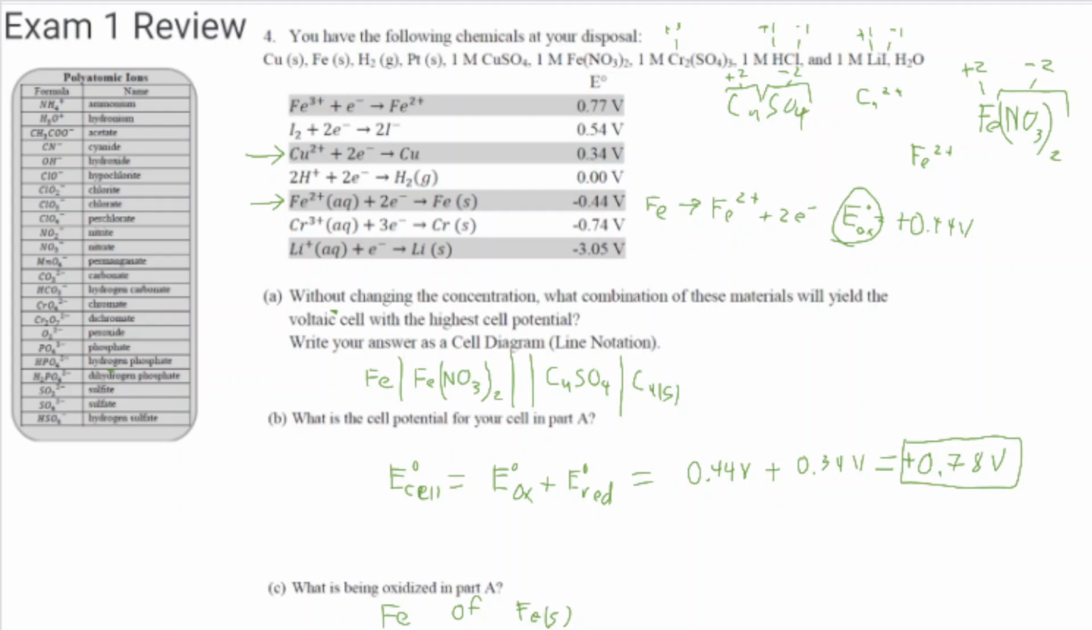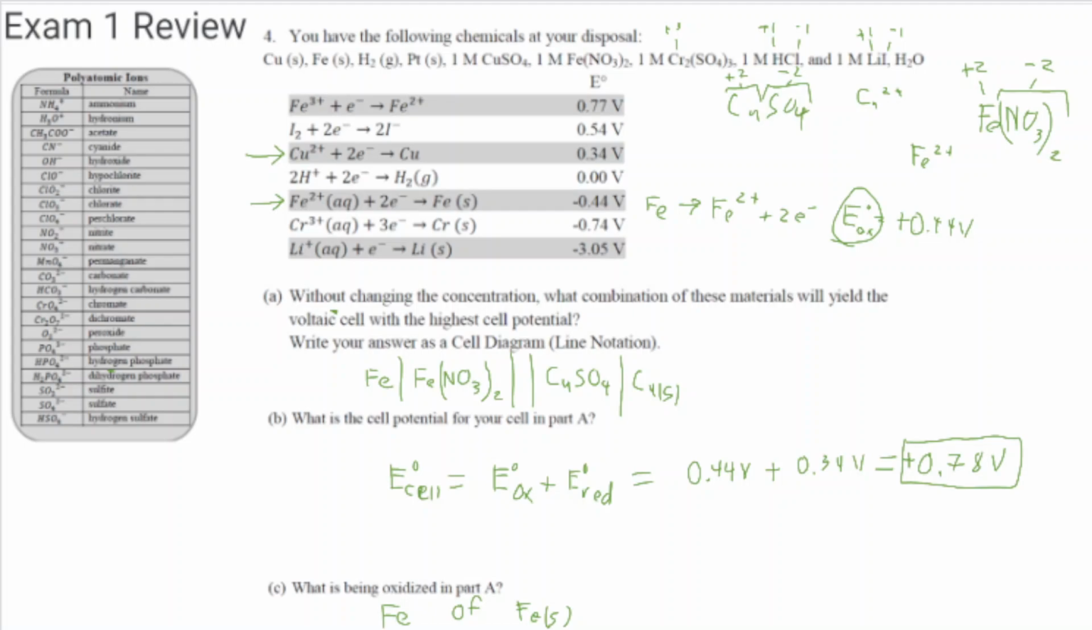If we were asked what was being reduced, then we look at our reduction reaction, and it'd be whatever that reactant is. So if we were asked what's being reduced, it'd be the copper 2 plus, or we'd write it as copper 2 plus of our copper sulfate solution. All right, so that should cover question number 4.